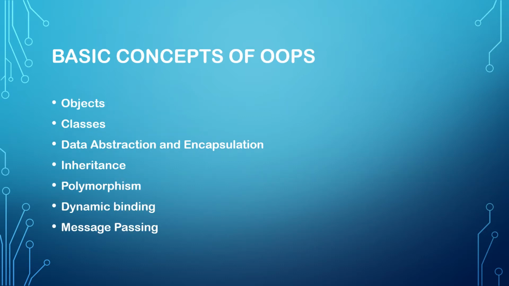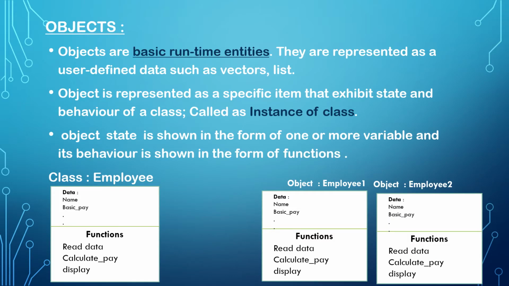Some basic concepts of OOPS are objects, classes, data abstraction and encapsulation, inheritance, polymorphism, dynamic binding, and message passing. The object-oriented programming language's main concept is objects. The objects are the basic runtime entities. They are represented as a user-defined data type. The object is represented as a specific item that exhibits the data and behavior of a class.